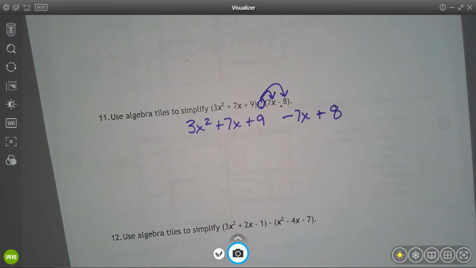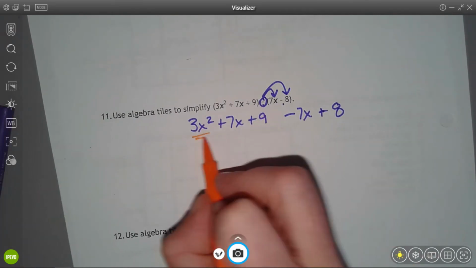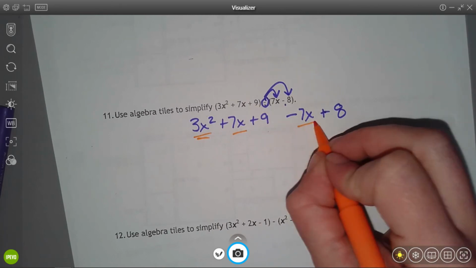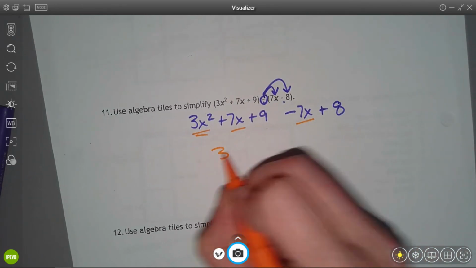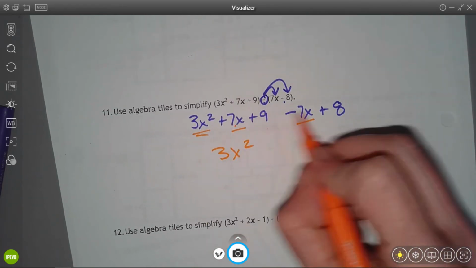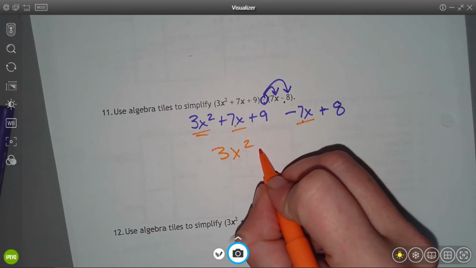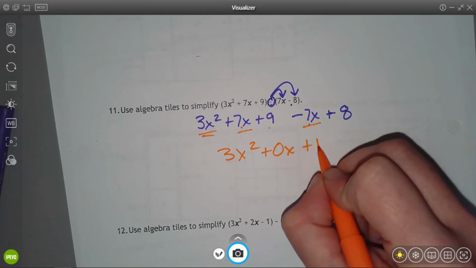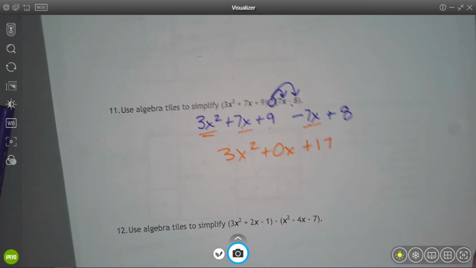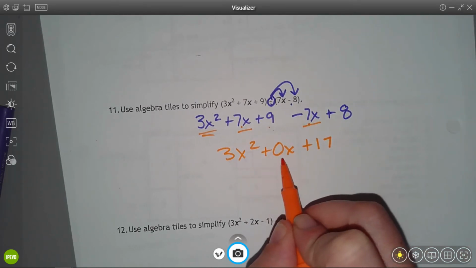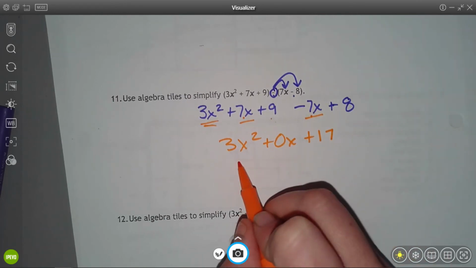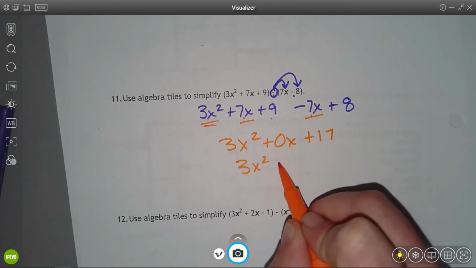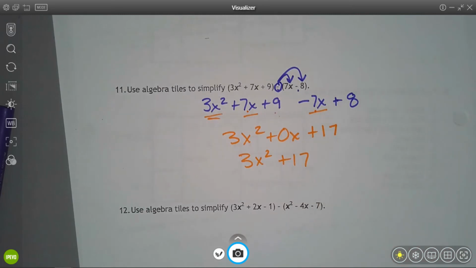So now we're going to go ahead and combine what gets put together here. We can do my 2 term, a 1 term, none, 1, none. So I end up with 3x squared, 7x, and negative 7x. That makes a 0x. We'll talk about that in a second. And 9 plus 8 is 17. If we have $0, we don't say, well, I have $0. We're going to go ahead and say 3x squared plus 17. You don't put that middle term.